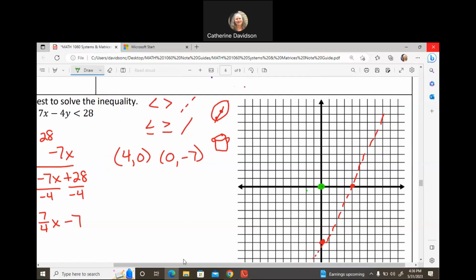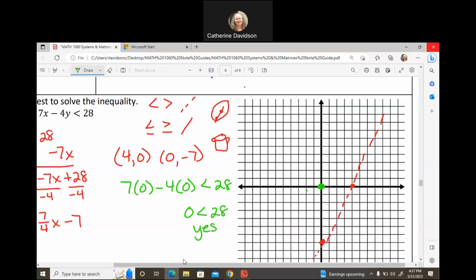Let me scroll a little bit. So I'm going to plug in 0, 0, like we did with the first few problems. All right. That's 0 minus 0. So is 0 less than 28? Is that true? Yes, that is true.